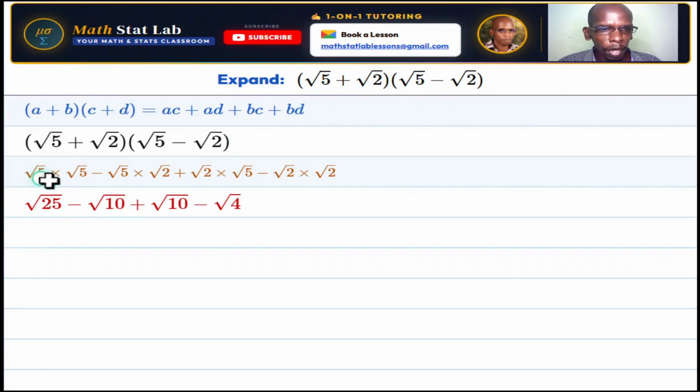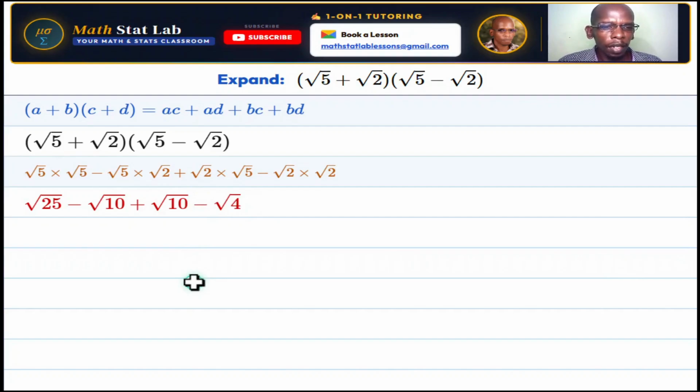So we take 5 multiplied by 5, but because both are at the root, we put the root. So 5 by 5 is 25, then we put the root. Then the next set is 5 multiplied by 2. So it becomes 5 by 2 is 10. Both at the root, so we put it. Then plus the next set, the root of 2 multiplied by the root of 5. So it becomes 2 multiplied by 5, which is 10. Then we put the root. And then finally, 2 multiplied by 2, which is 4. Then we put the root, with the negative here.